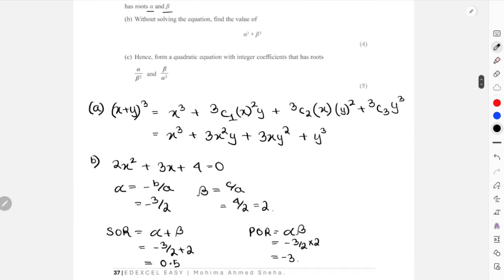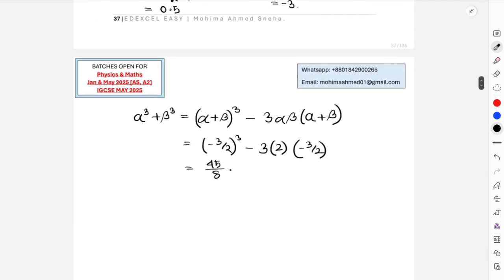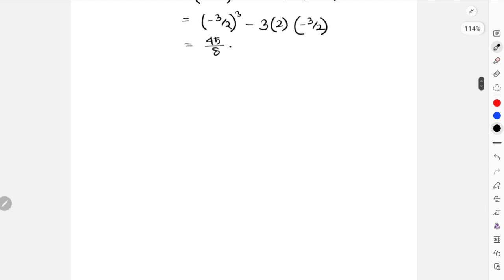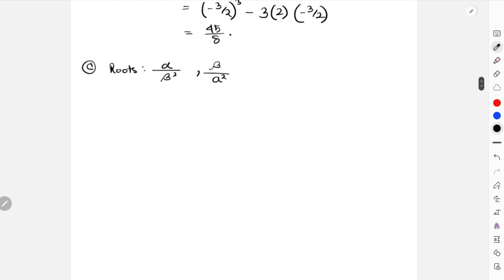After this, it says that hence find a quadratic equation this time with integer coefficients whose roots are alpha by beta square and beta by alpha square. Okay, now we are going to use the same value for alpha plus beta and alpha beta, like the same sum of roots and product of roots will remain same, but for this new equation, this is part C, roots over here are alpha over beta square and beta over alpha square. So in this part now I will start with again sum of roots.